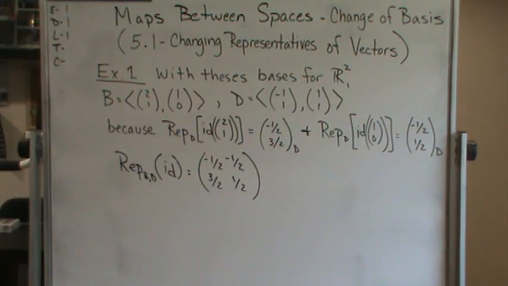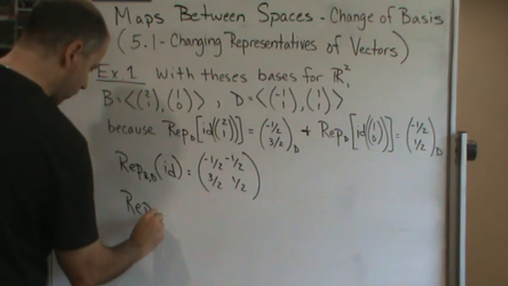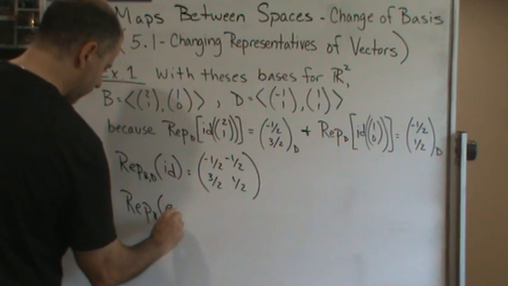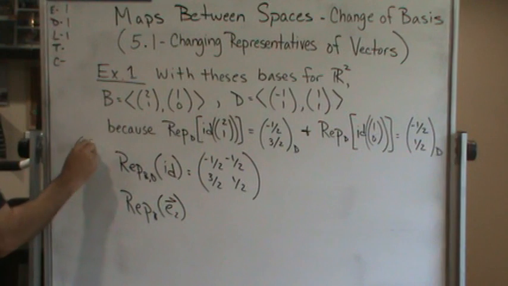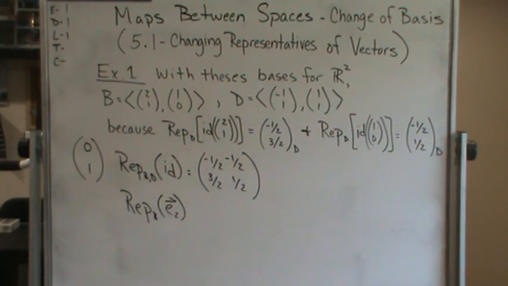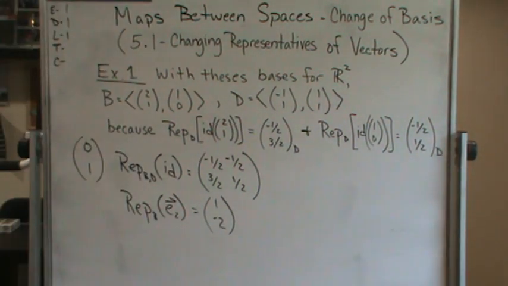Okay, and so now let's look at E2. Okay, so this is the representation for E2. So if I take the representation with respect to B of E2. Now remember, E2 is 0, 1. Okay? And that's equal to 1, -2, and you can check that.